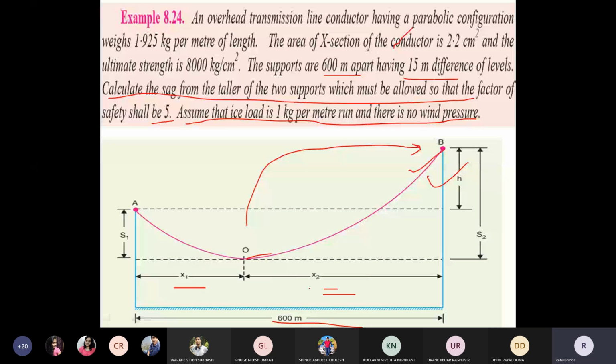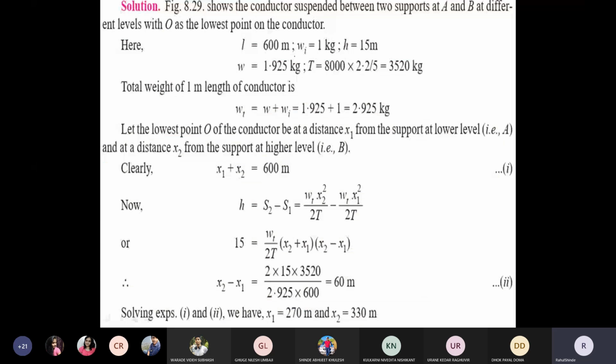Since the figure shows the conductor suspended between the two line supports A and B at different levels, O is the lowermost point that we have seen in the derivation itself. All the quantities are given. L is 600 meters, omega I, that means the ice load, is also given, and the difference between the heights is 50 meters. The weight of the conductor is given. The tension is not given; they have given the breaking stress, or we can say the ultimate strength. So how can we calculate the tension?